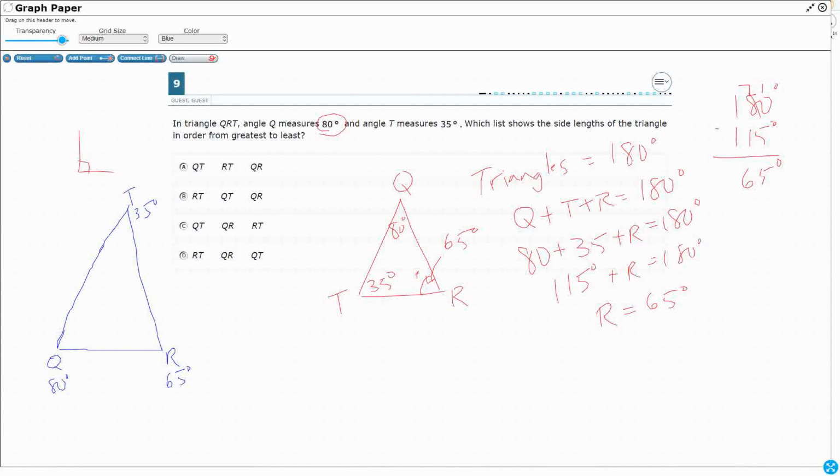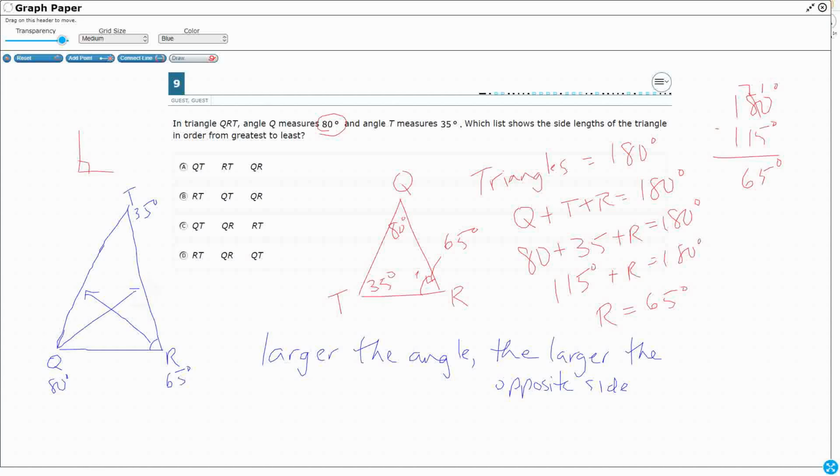So the larger the angle, and this is just the basic rule that we have with triangles, the larger or the longer the opposite side. Right? So when I'm talking about this R right here, I'm talking about this line segment. This R, the opposite side is QT. This Q, the opposite side, is going to be this RT, and then the T, the opposite side here, is going to be QR.